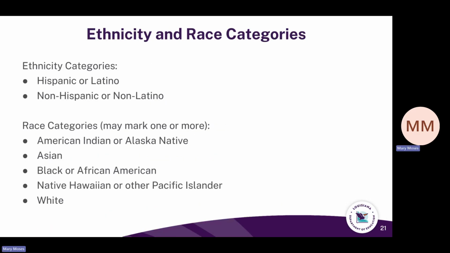Ethnicity is broken down into two categories: Hispanic or Latino and non-Hispanic or non-Latino. The racial categories include American Indian or Alaska Native, Asian, Black or African American, Native Hawaiian or other Pacific Islander, and white. A person may identify as belonging to multiple racial categories but will only belong to one ethnicity.